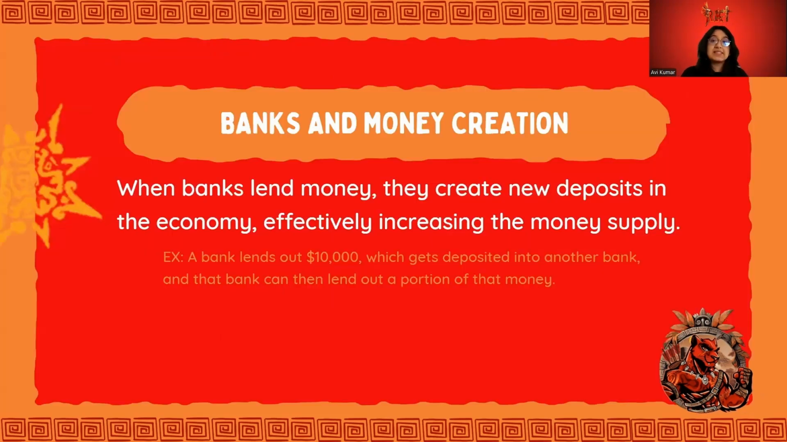Now we're going to talk about banks and money creation. So this just means when banks lend money, it creates new deposits in the economy, which increase money supply. So if there's an investment of a certain amount, that bank can use a part of that money for another investment and then for another investment. So essentially, it just creates a new flow of money.